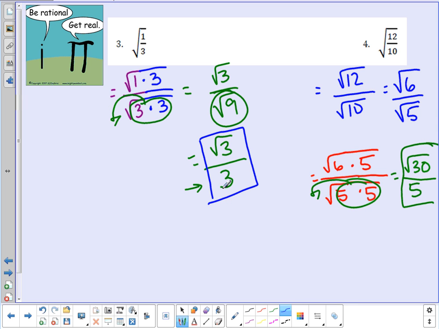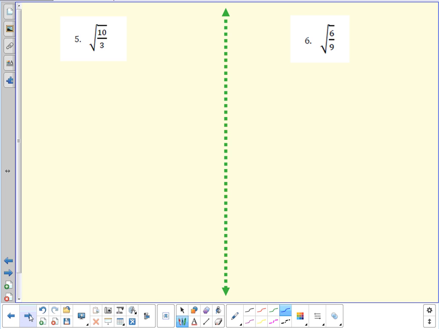Once the radical sign is out of the denominator, see, no more radical, no more radical. Once your radical sign is out of the denominator, then you're good. So we just have to create pairs so that we can take them out of the radical. Okay, let's try number 5.